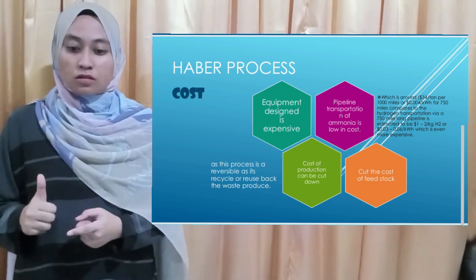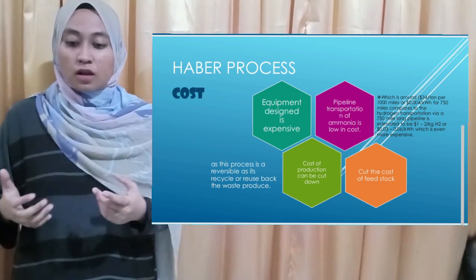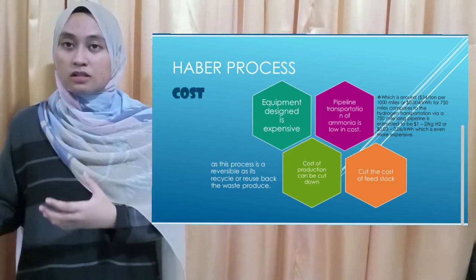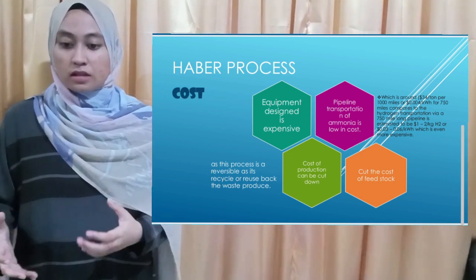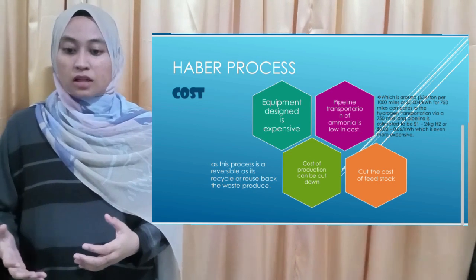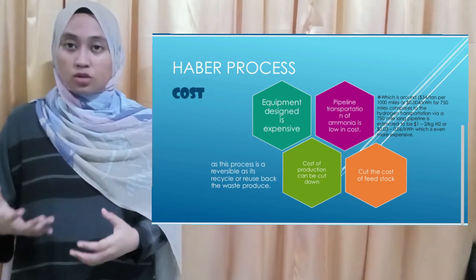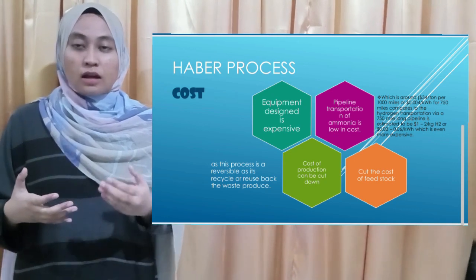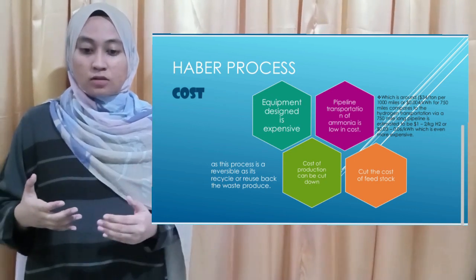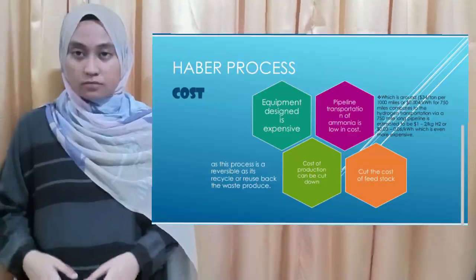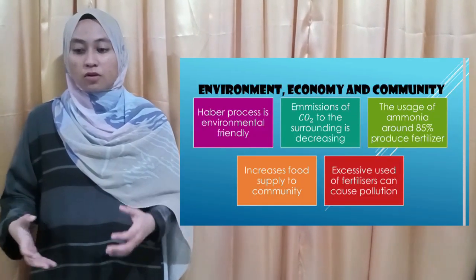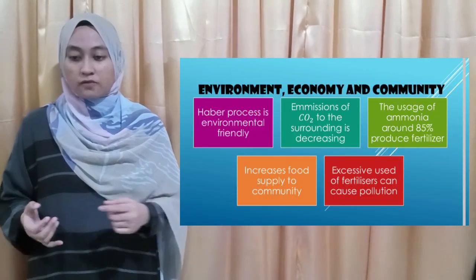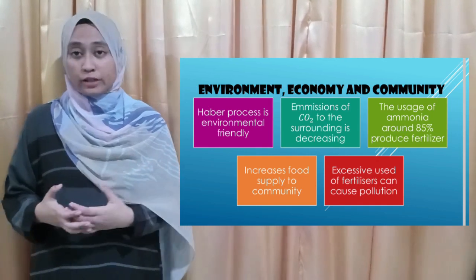Next, the cost of production can be cut down. This is because the Haber-Bosch process is a reversible process, as it can recycle or reuse the waste product, and automatically it can cut down the cost of the feedstock. And lastly, the Haber-Bosch process is for environment, economy and community.